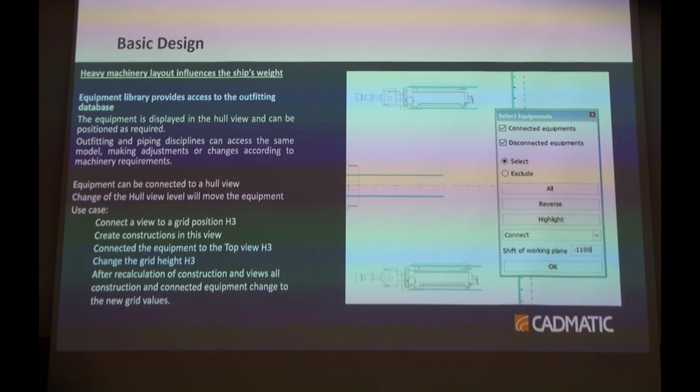Equipment can be connected to a hull view. Change of the hull view level will move the equipment. For example, you work in a view, let's say at a width height of H3. You create construction in this view. You connect the equipment on that view. After that, let's say that H3 is the tank top. The tank top has to move slowly in height. The grid value is changed in the system management, and after recalculating and updating the views, all the equipment is automatically moved along.